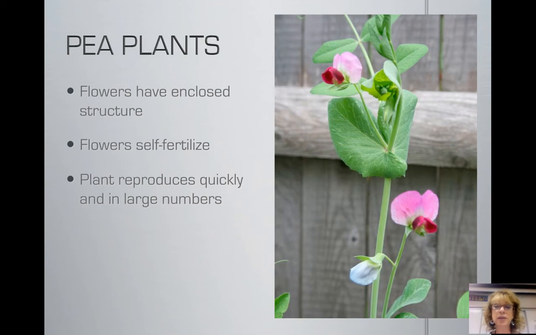In addition, pea plants reproduce very quickly. It goes from seed to seed. In other words, when you plant a seed, it only takes 90 days for it to grow into an adult plant that is producing its own seeds. It also produces a large number of seeds.